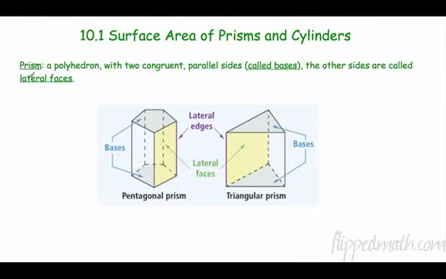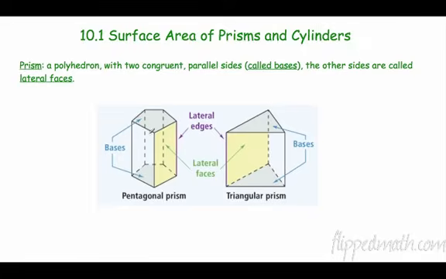First one's going to be called a prism. A prism is a polyhedron, a three-dimensional figure with two congruent parallel sides called bases. The other sides are called lateral faces. So there's two sides that are bases. Some prisms are harder to see which sides are the bases because lots of sides could be bases. But most of the time, prisms you're going to see.